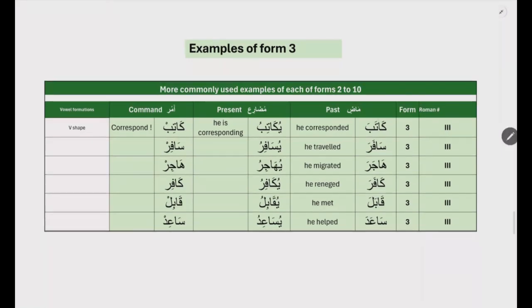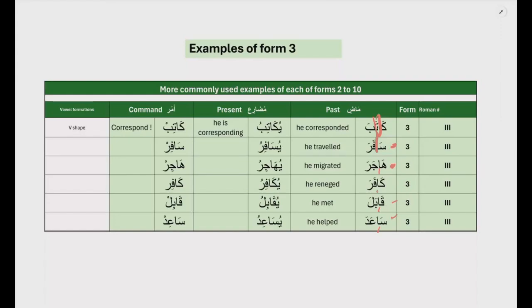Here we said the alif infix is the main feature. You notice there's an alif coming in there, alif there, alif, right? And these are verbs: kataba, safara. From here you get musafir. Hajara, you get hijra from here, the migration. Kafara, kafir is a person who disbelieves. Qabala is to meet, and Sa'id is a helper. So any of these verbs can help you to remember form 3.